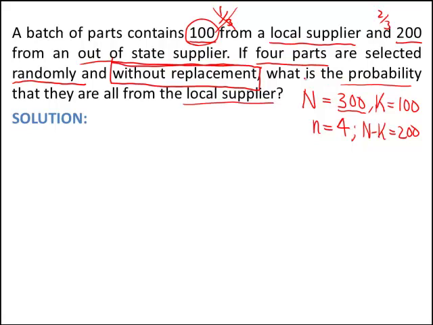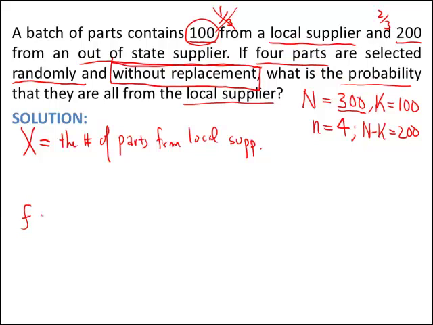Okay, so to solve this problem, most importantly, we have to start and have a random variable X. So let's let X be the number of parts from the local supplier. Okay, and we know how many there are. There's 100 of them. Okay, so let's go ahead and set up the hypergeometric probability mass function. That is f of x. Okay, so this is a pretty classic one.